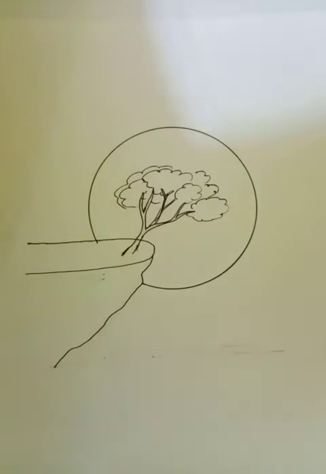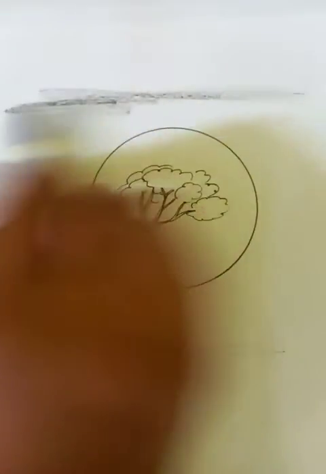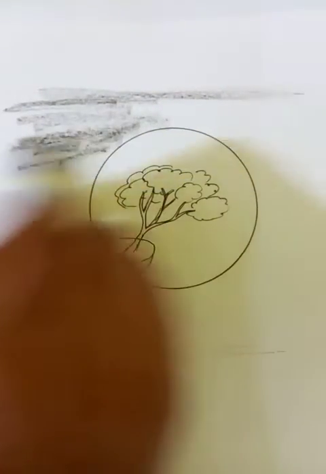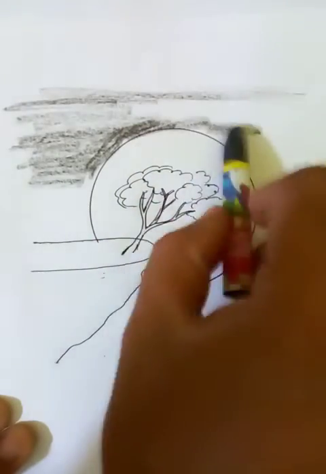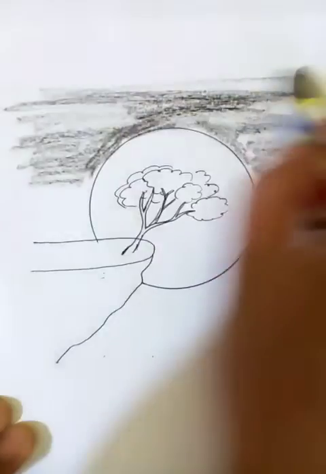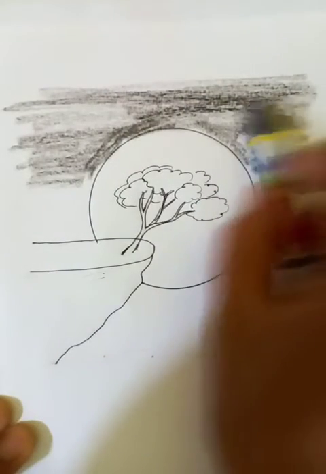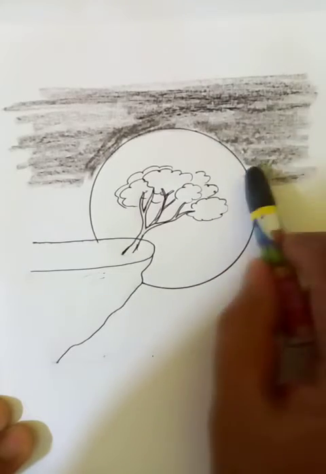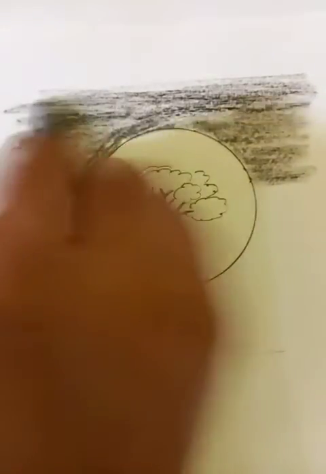Now, let's draw the sky a little darker because it's night. So the dark sky here, the sky is dark. This side it's dark too.